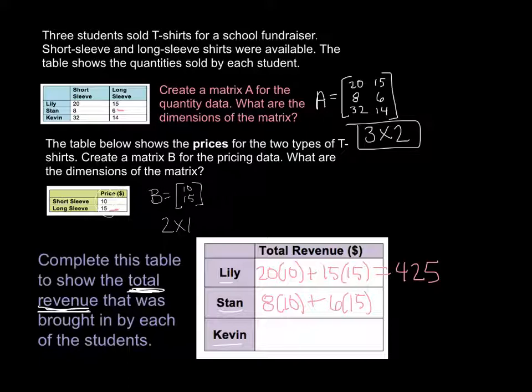Do the math and add those together, and we're going to get a total of $170. So Stan did not make as much as Lily. He only made $170. Lily made $425. Now let's figure out what Kevin made. He probably made way more, it looks like.